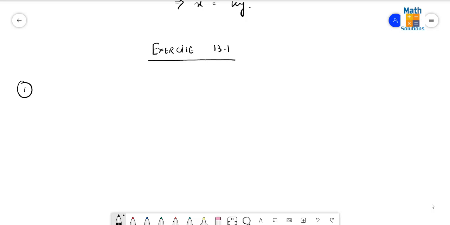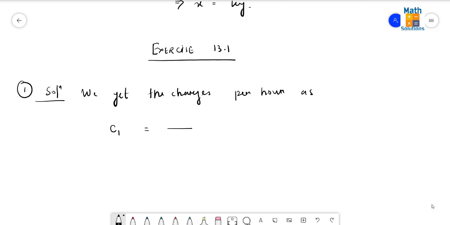So we are going to determine the charges per hour. In each case we get the charges per hour as, say, charge for the first case, charge per hour is C1, that is equal to, see, for 4 hours the charge is given to be 60. Therefore for 1 hour how much will it be? 60 by 4, that is equal to rupees 15.